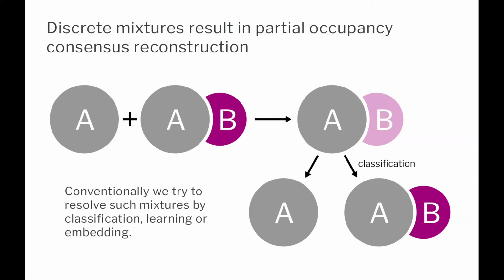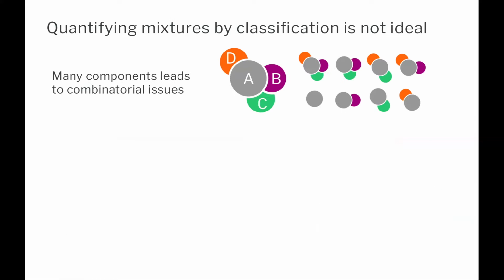So conventionally, what we try to do is to disentangle these through classification or other processing pipelines. But there's a number of limitations to this procedure. If you have very many components, very quickly you run into issues stemming from just the complexity of having all of the different combinations.